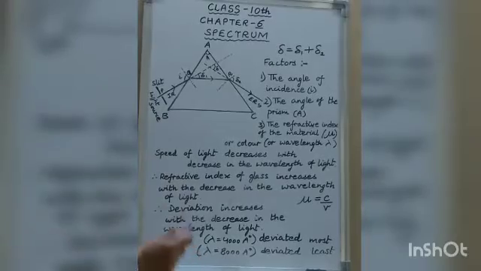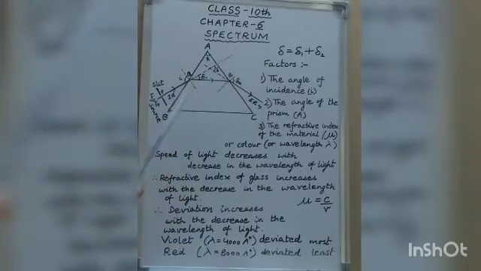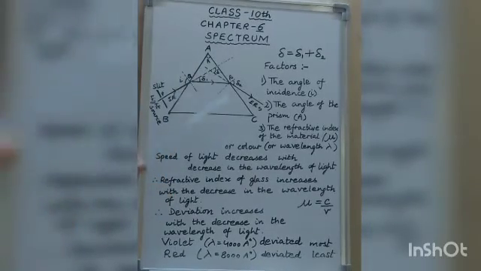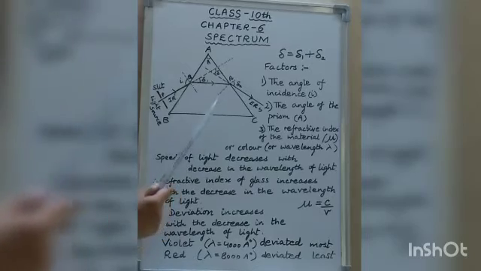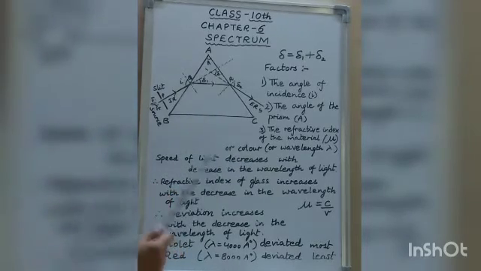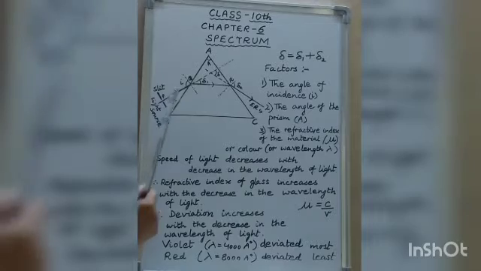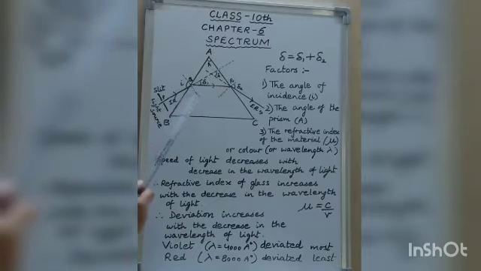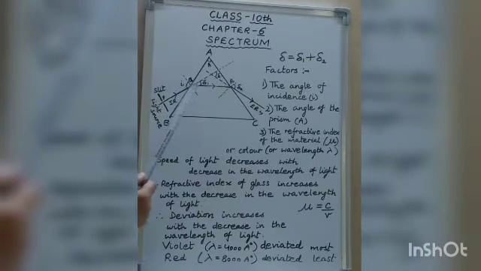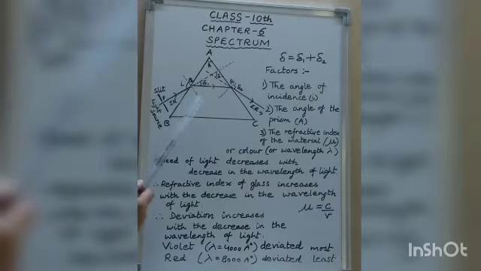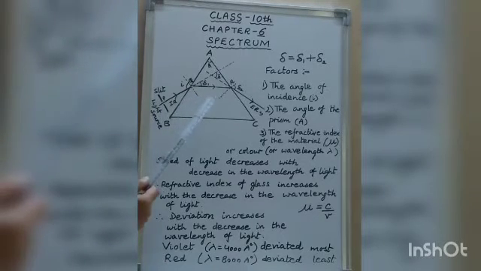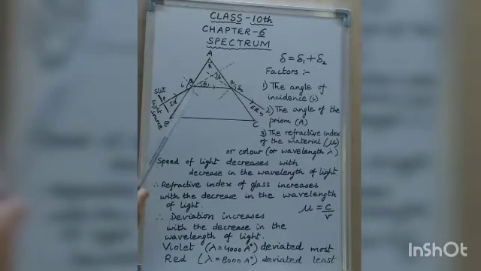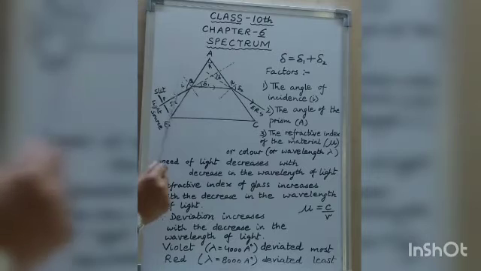Okay children? See children, earlier also you have done this diagram, deviation through a prism. This ABC is the front section of a prism which is made up of glass. Now, if a ray of light PQ is touching the first surface AB at angle of incidence i, it will get deviated because on entering the other medium the speed of light is changed. So when the light is going from air to glass, its speed decreases, so it bends towards the normal. See, this is the normal.